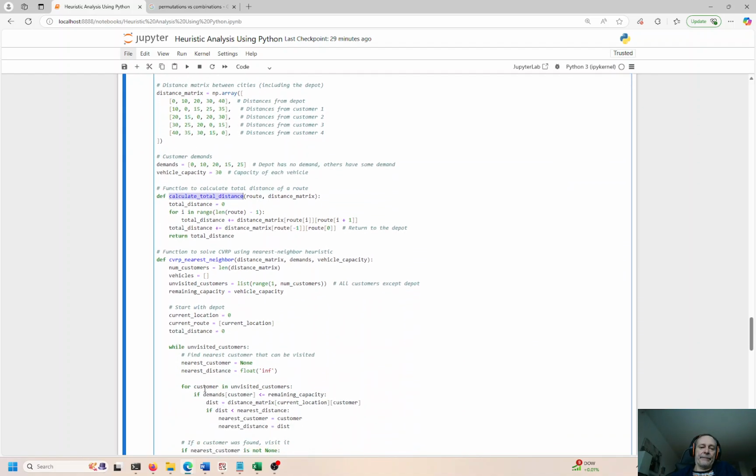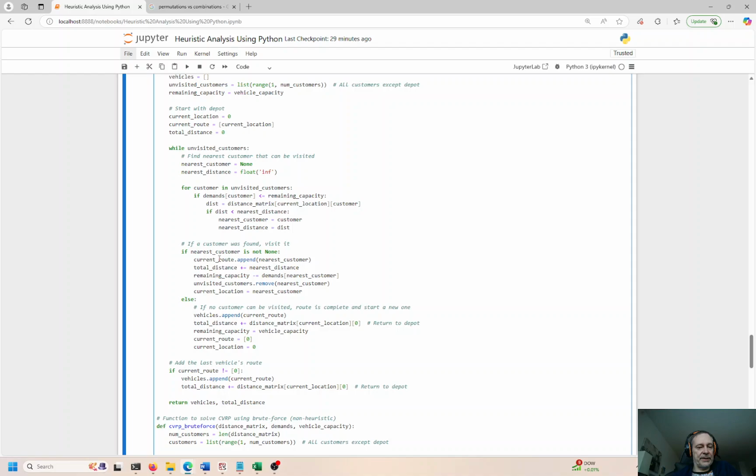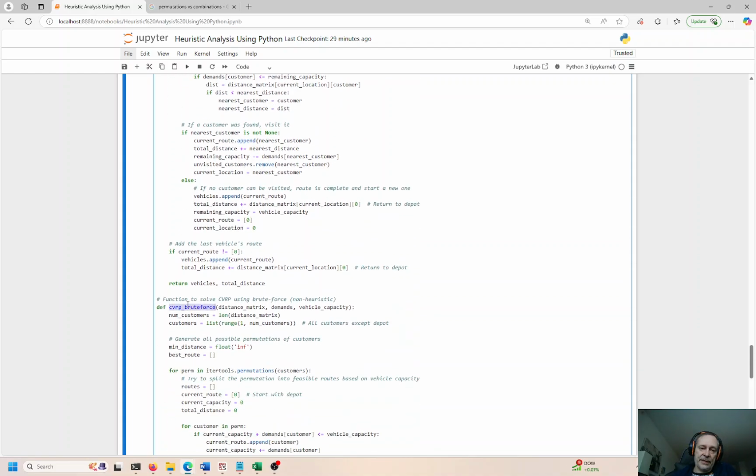And then we have the nearest neighbor. Okay, so we have the function to calculate distance of the route and the nearest neighbor approach. This is going to be our heuristic down here. And then this is the brute force method. So again, we use the distance matrix, the overall demands, and vehicle capacity. Those are the three constraints that we're dealing with.